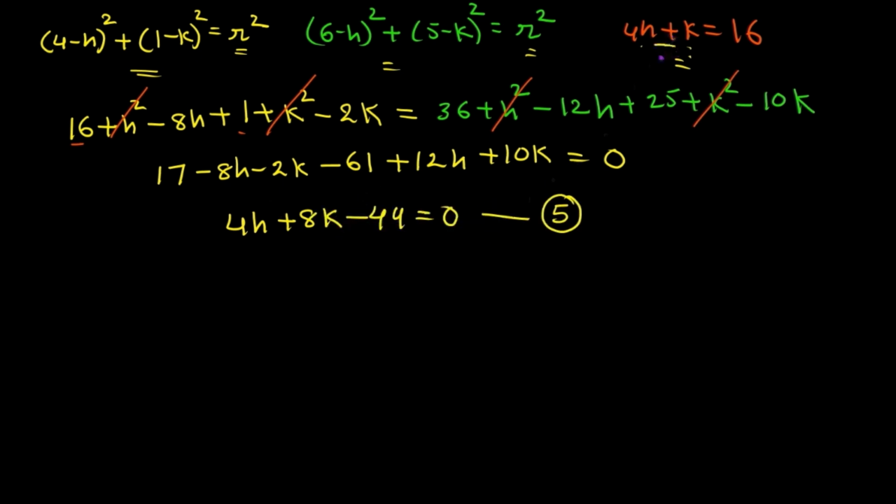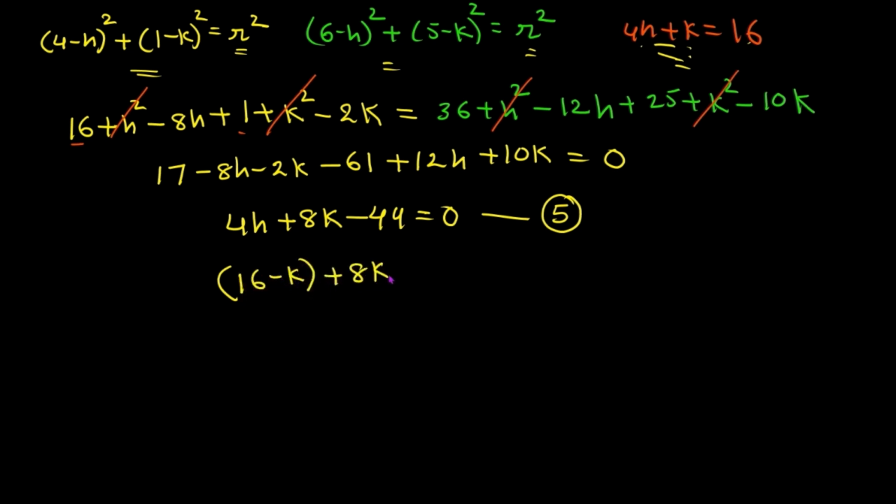If you see these 2 equations, we have the 4h terms, right? That's why I'm not simplifying this equation by taking common 4 again. Simply, this 4h you can substitute into this equation here. So 4h can be replaced with 16 minus k, right? So I will replace 4h with 16 minus k here, okay?